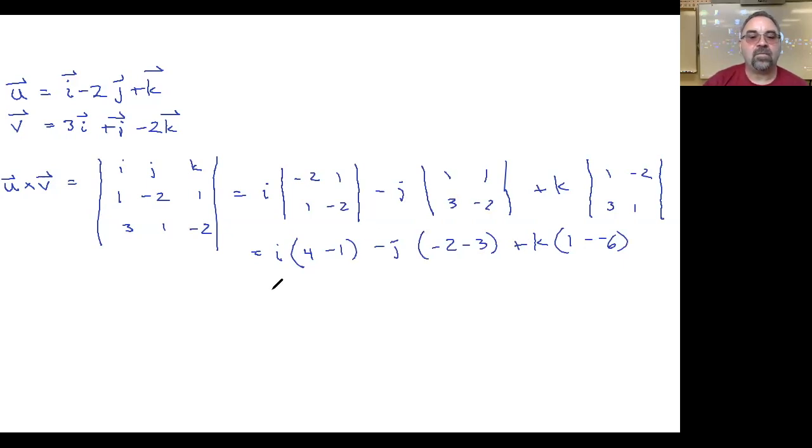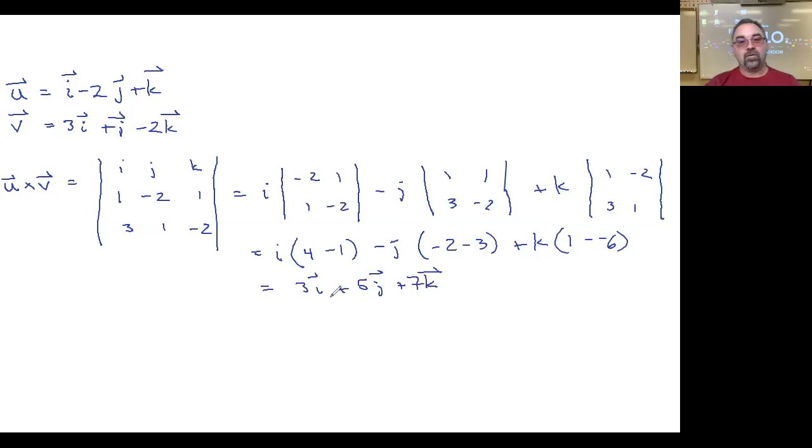Right. So our resulting vector here is 3i plus, let's see, 5j plus 7k. And that is the vector u cross v. And it is going to be, however these two guys are oriented in the three-dimensional space, this vector will be perpendicular to the plane that contains those two vectors.